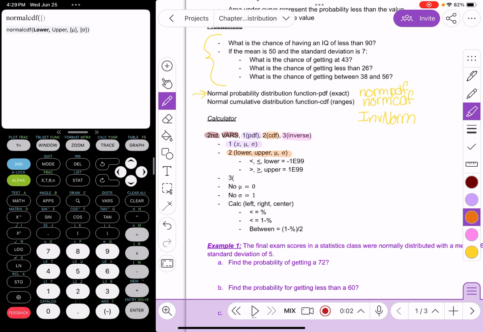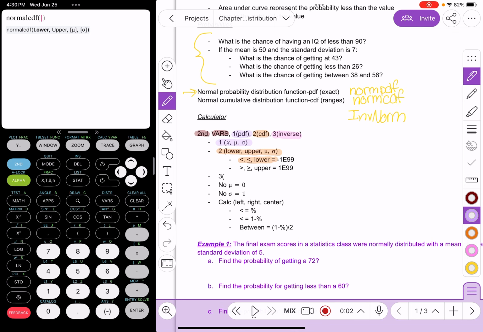Now, if you're doing a less than or equal to problem, your lower limit is going to be -1 E99. That's like saying negative 1 with 99 zeros. It's just because you can't type negative infinity in the calculator. So you're trying to say a lower limit of negative infinity.